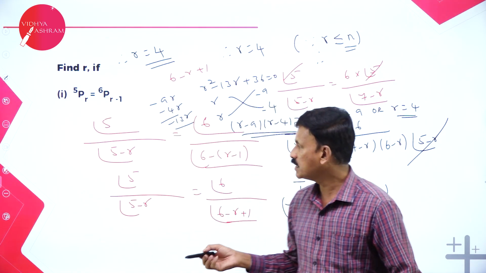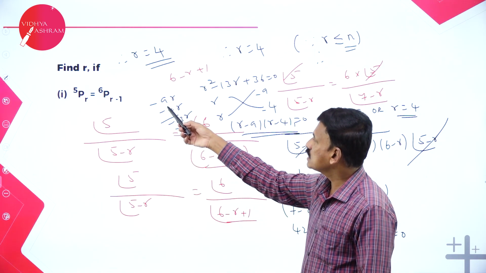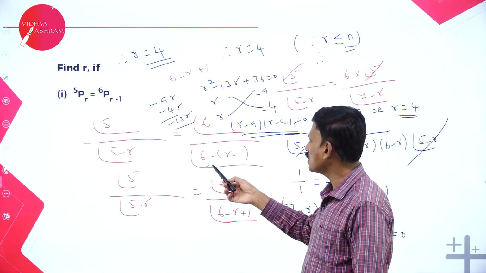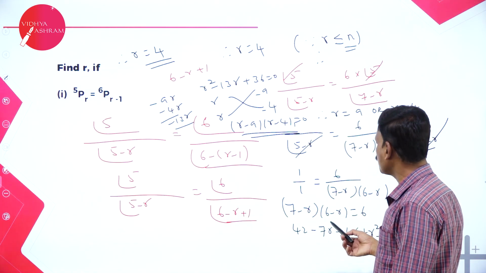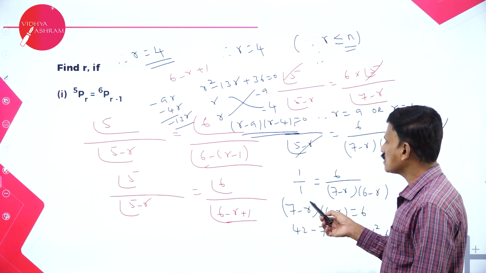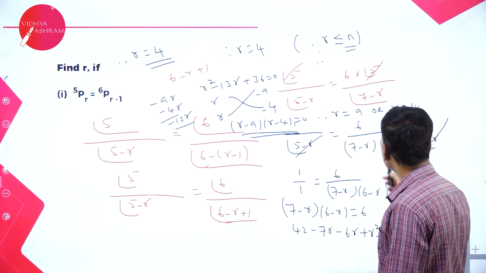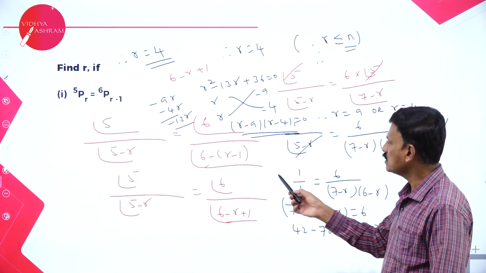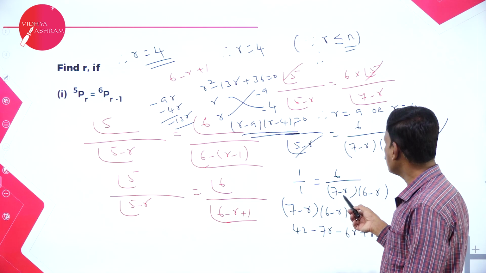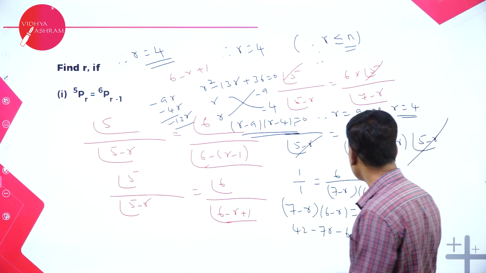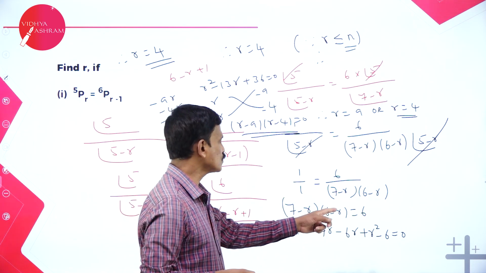Very simple. See here, 5PR means 5 factorial by (5 minus r) factorial. 6P(r minus 1) means 6 factorial divided by (6 minus r minus 1), which is nothing but 6 plus 1, (7 minus r) factorial. So 5 factorial by (5 minus r) factorial is equal to 6 into 5 factorial divided by (7 minus r) into (6 minus r) into (5 minus r) factorial. So 5 factorial gets cancelled. What we have is 6 divided by (7 minus r) into (6 minus r), cross multiplied. So (7 minus r) into (6 minus r) is equal to 6.